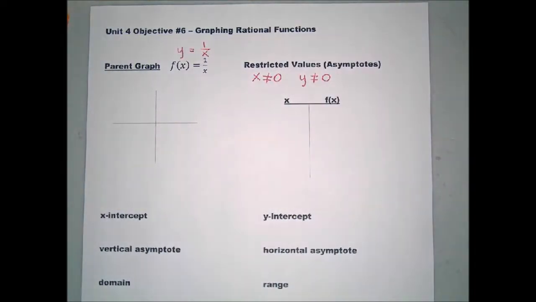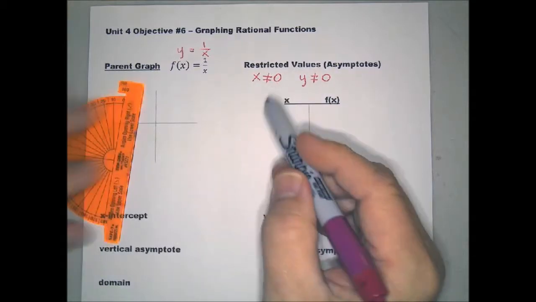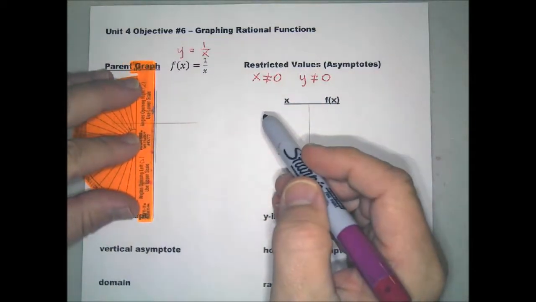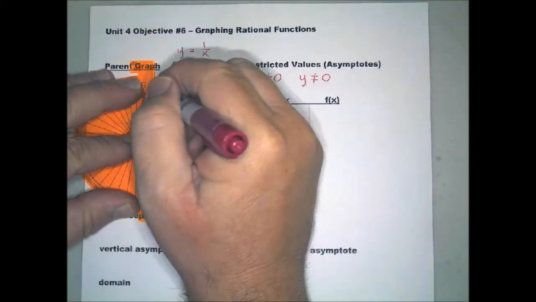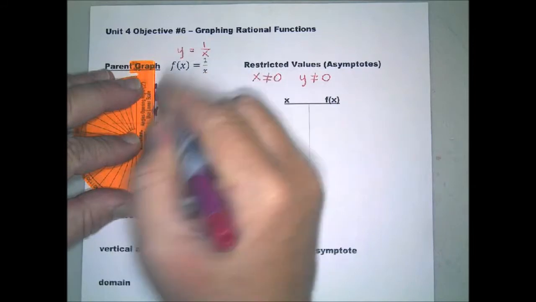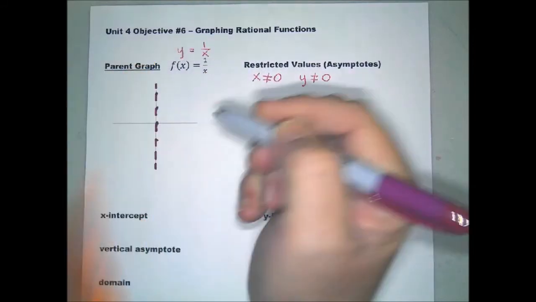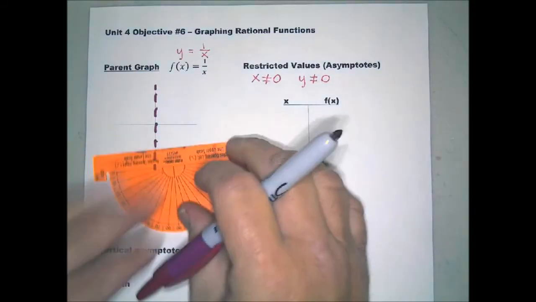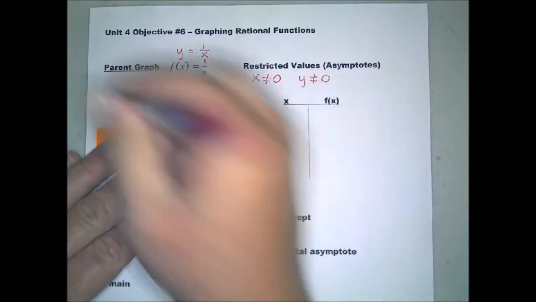Now what that's done is that's set up our asymptotes. X equals 0 is a vertical line right here, and that's an asymptote. Y equals 0 is a horizontal line right here, and that's an asymptote.